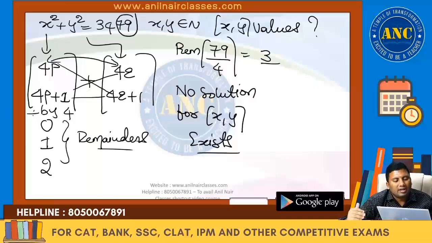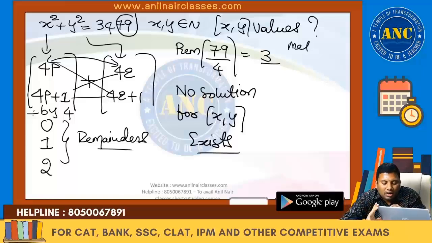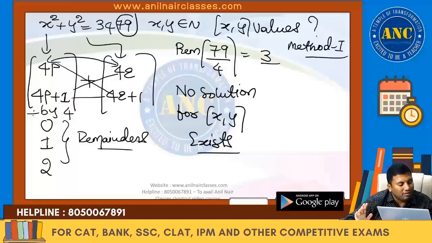Idea clear, right? This question can also be solved in another way. This is method 1. It is a simple usage of the definition of a perfect square. Any perfect square, when divided by 4, leaves remainder 0 or remainder 1. Possible remainders are 0, 1, 2, but I require remainder 3.